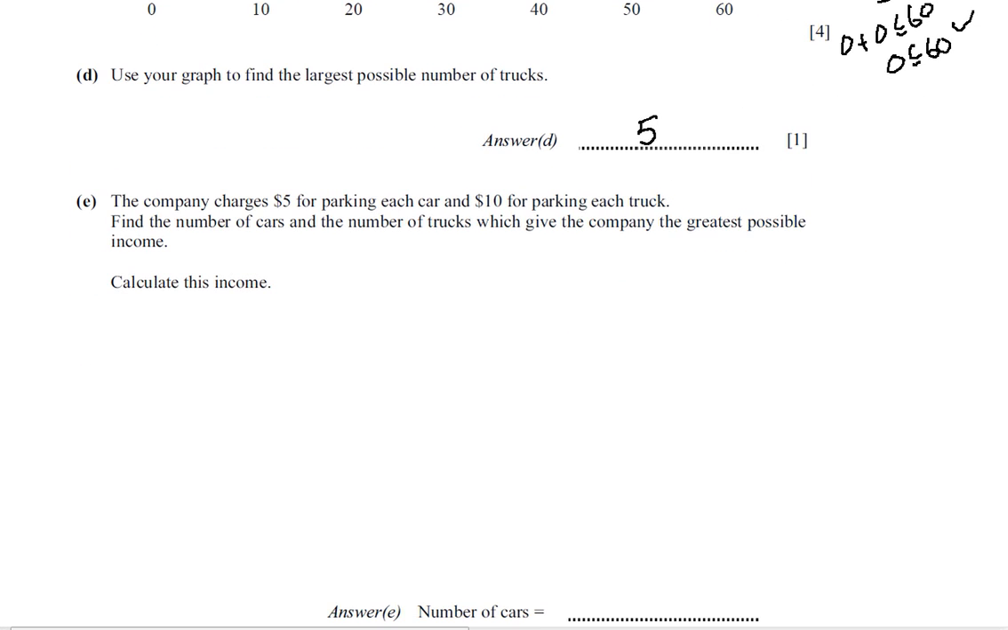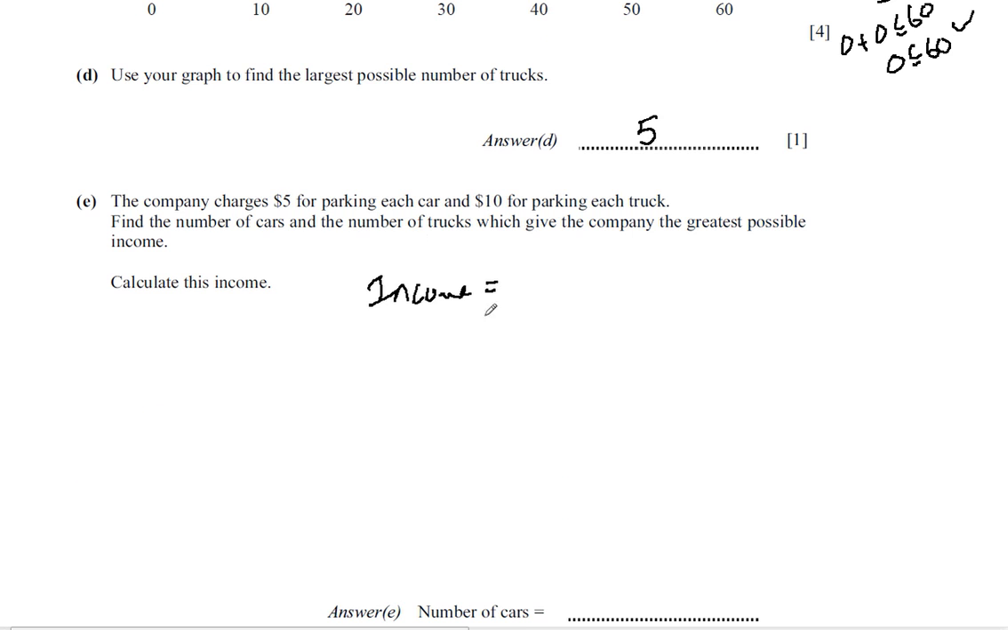So 5 trucks is the largest number of trucks that can be allowed in this area, according to our situation. Part E: the company charges $5 for each car and $10 for parking each truck, and we want the number of cars and trucks which gives the company the greatest possible income. So let's form an income formula. Chances are you're going to have to do this almost every time, write up some equation and use it.